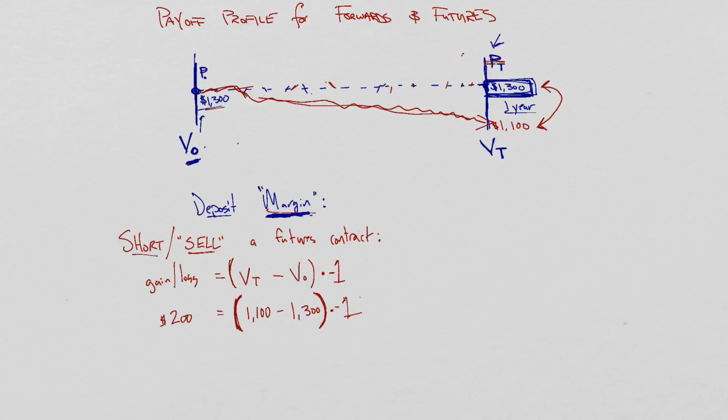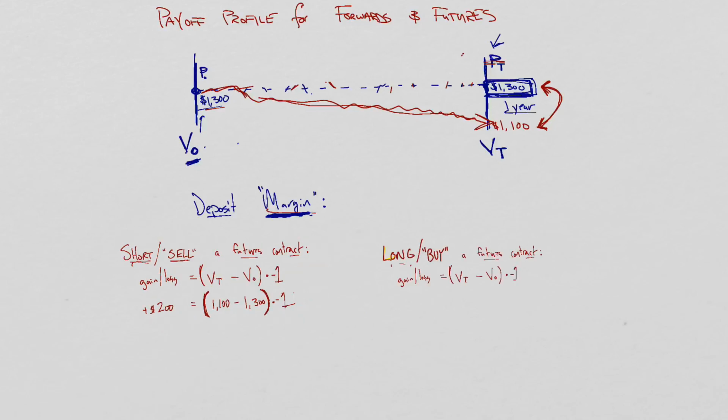In fact, it did. Our profit is the difference between the rate at which we locked in to sell and the price it ultimately ended up at, plus 200. So for a short or selling a futures contract position, this is the formula you need. And for long or buying a futures contract position, then this is the formula you need. The only difference is the addition or subtraction of the -1.